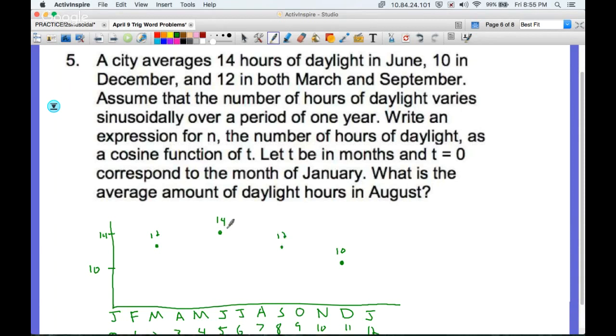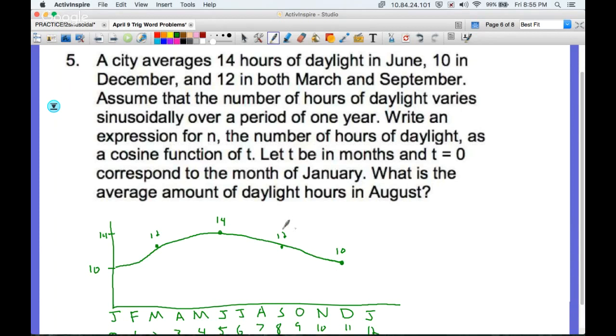So we can assume that June here is the most daylight, and December is the least daylight. Let's connect these dots up. Over the spring, daylight gets more. As we go to the winter, daylight gets less.